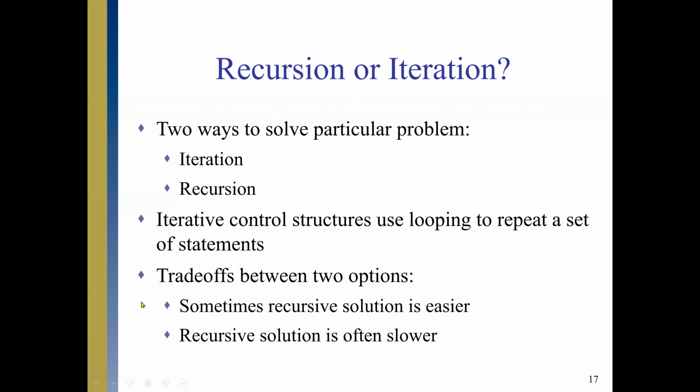And here we say that iterative control structures use looping to repeat a set of statements. Now, the trade-off between the two options: sometimes a recursive solution is easier, and if it's easier, it's the best way. But the disadvantage is that a recursive solution is often slower because the function has to call itself over and over at every iteration. But with a for loop, we just go through the list or the index of the loop. So a recursive solution is often slower because it has a high overhead cost: the function calls itself over and over.